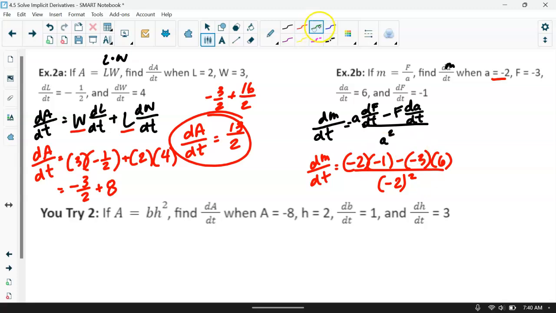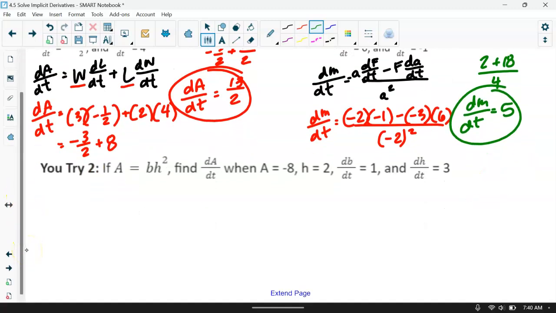So now notice here we are just simplifying. I've got 2 plus 18 over 4, 20 over 4. So the derivative of our mass with respect to time, the change is 5. Go ahead and pause the video and try this on your own. And here we go.